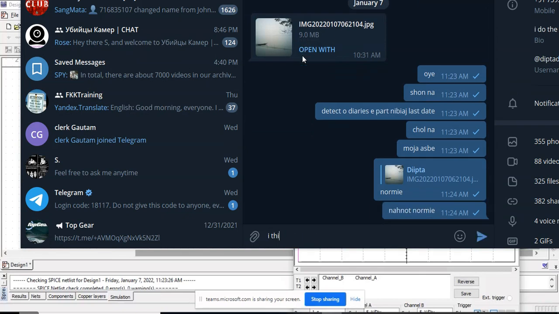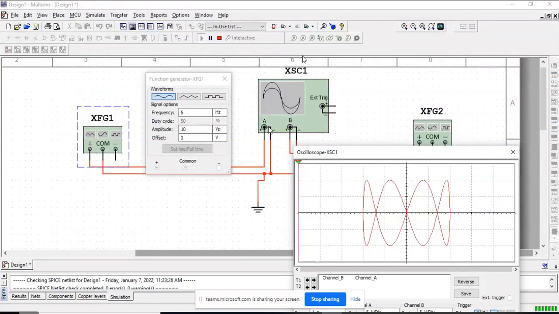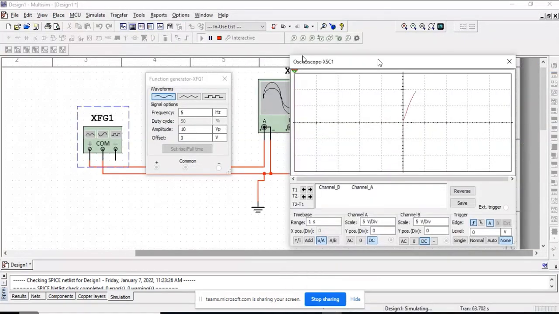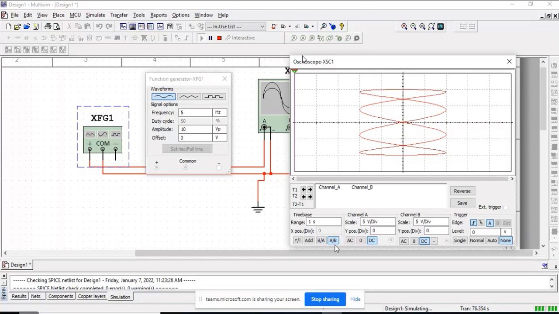Sir, why should we use B by A instead of A by B? Can you explain it again? Actually, it is channel B divided by channel A, and simply the orientation of the Lissajous figure will change. So you can see when we pressed A by B, the Lissajous figure is actually like this. Okay. Any more questions?